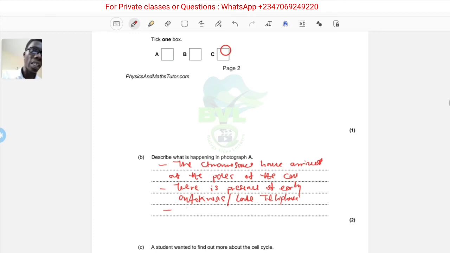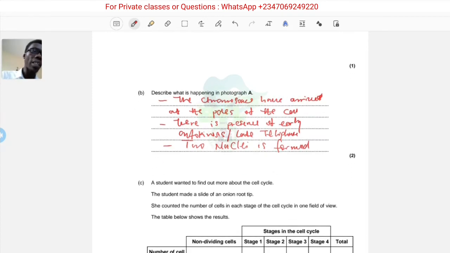All right. So you can say 2 nuclei is formed. I'm just giving another way of saying it. So each of these 3 points, 2 of these 3 points gives you your answer, basically.